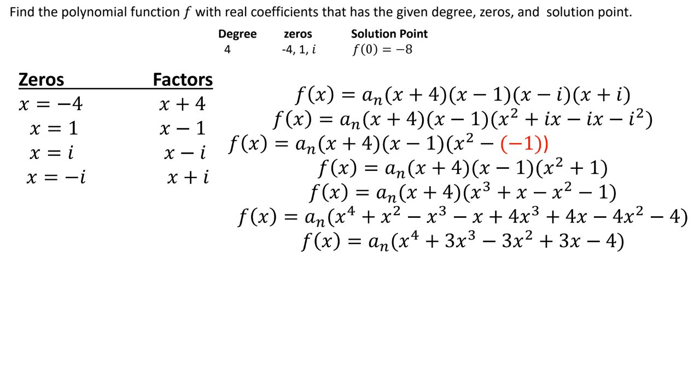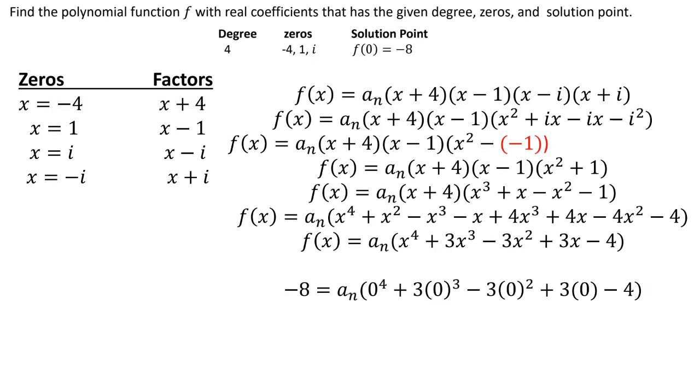Okay, so as we see, we have a polynomial already, but we're missing a sub n. That's where the solution point is going to come into play. This says when I plug in x equals 0 to my function, the answer needs to be -8. So let's go ahead and do this substitution. When x is equal to 0, my y is going to be -8. So let's plug in 0 for x.